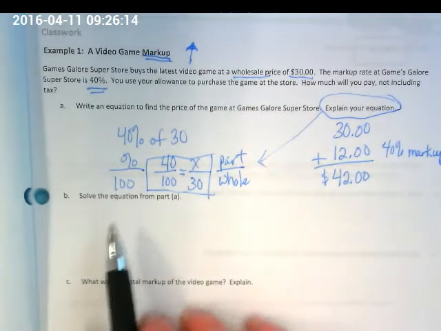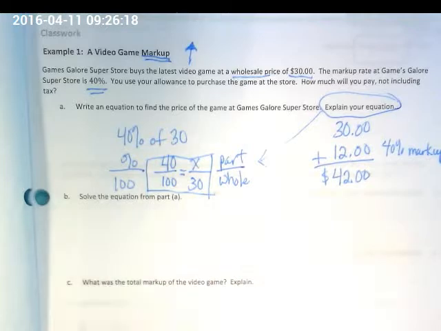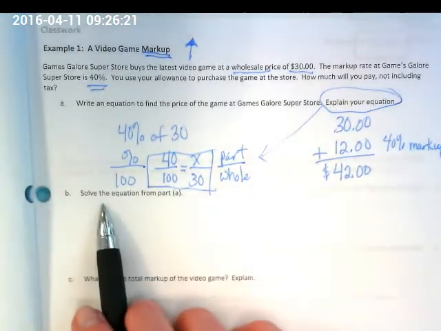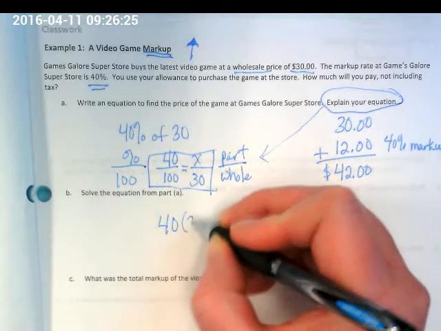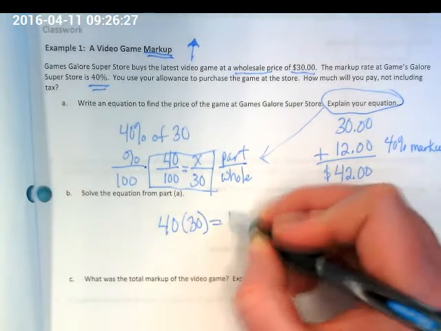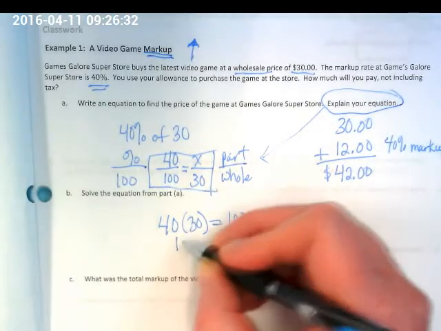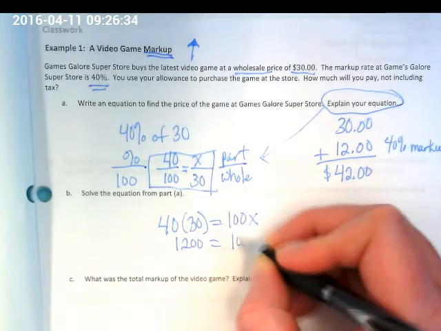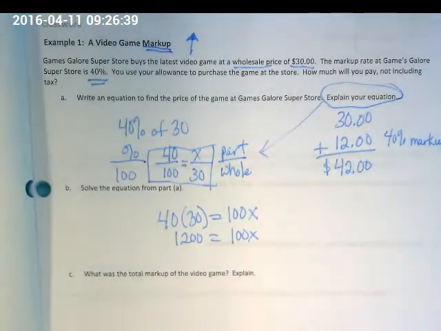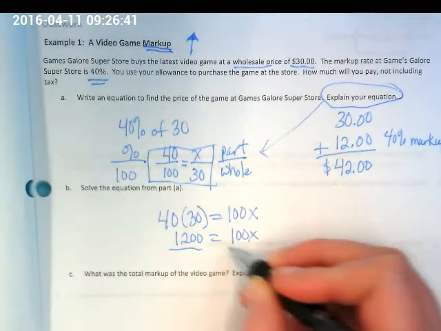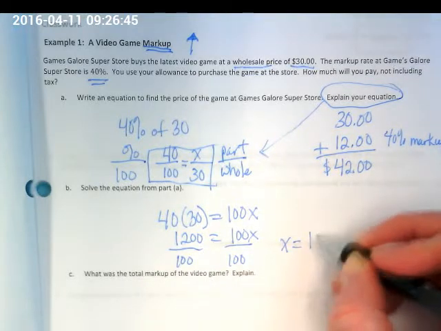You don't have to write it. And then it tells us, you could explain it in words, or you could just show the part-whole relationship that we've been using. Then we're going to solve the equation. Well, how did we solve this equation? We did 40 times 30 is equal to 100 times x, right? And what did we find in our calculator? 1200 is equal to 100 times x, and we divided by 100, and what did we get? 12. So x equals 12.